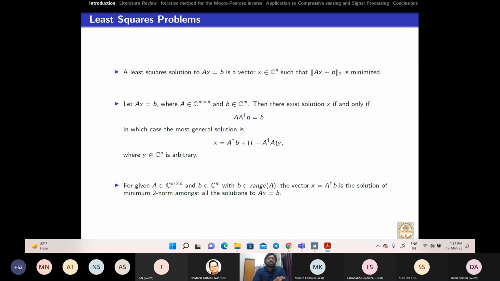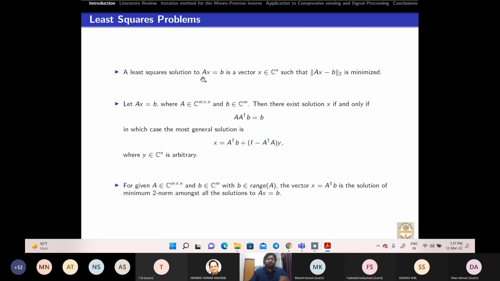Okay. So now what I'm going to discuss is the importance of the Moore-Penrose generalized inverse. Why do we need it? There are several reasons, but one important property of the Moore-Penrose generalized inverse is that it gives the least squares solution of Ax equal to b.